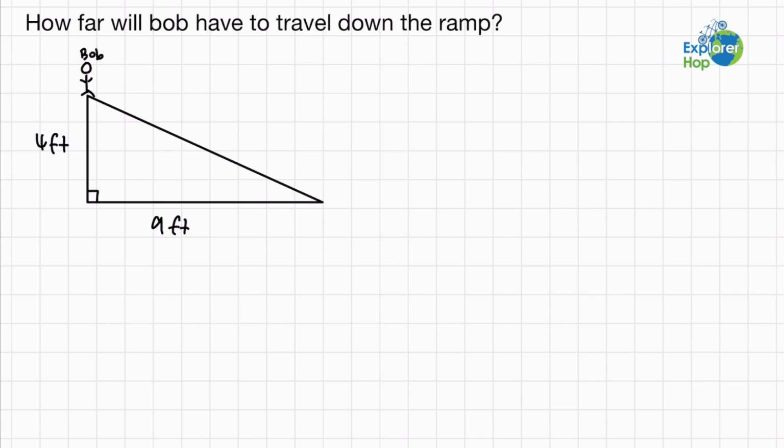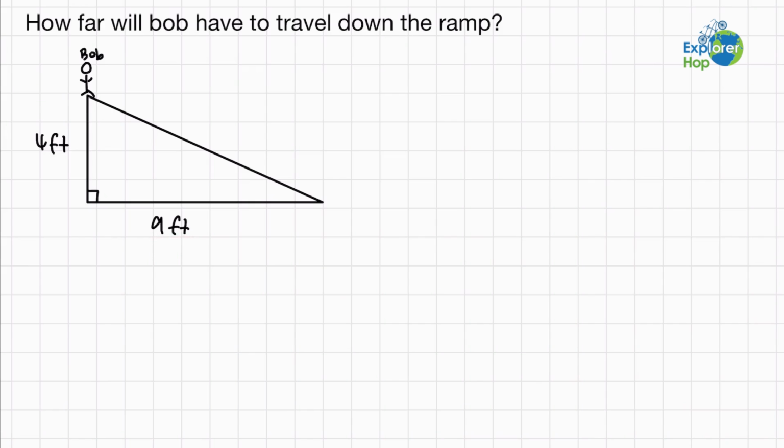In this video we're going to be answering this word problem. How far will Bob have to travel down the ramp? So looking at this diagram, Bob is situated at the top of the ramp. And we also know that the ramp is 4 feet tall and 9 feet long.